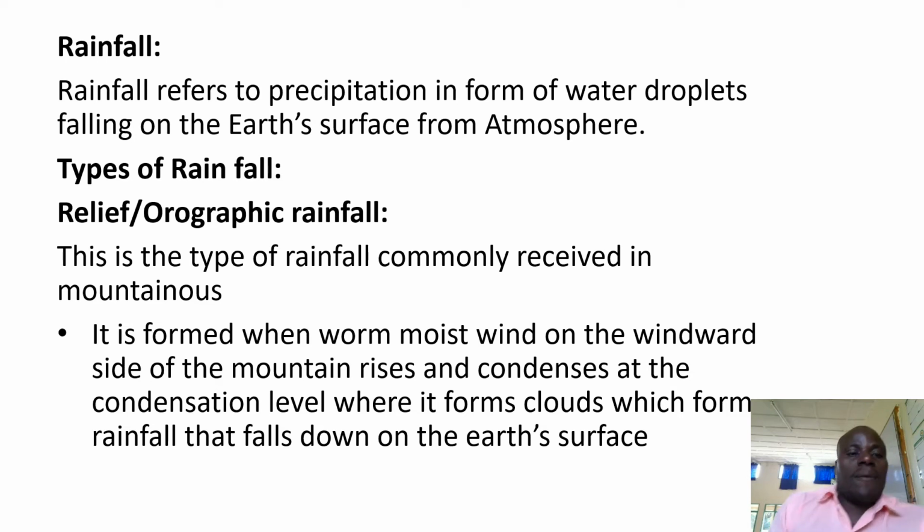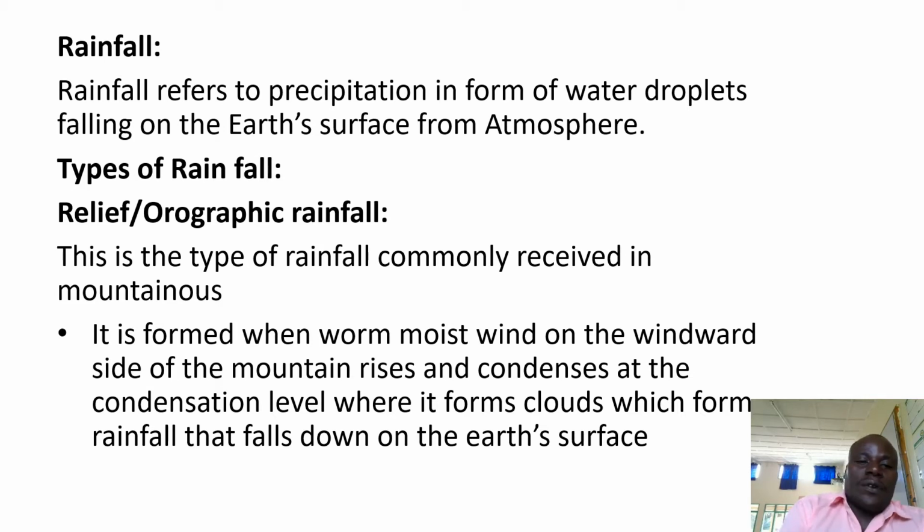Okay, class, we are going to look at rainfall. We define rainfall and explain different types of rainfall. As we said earlier, rainfall is different from precipitation. Instead, it is a form of precipitation. And types of rainfall are different from forms of precipitation.